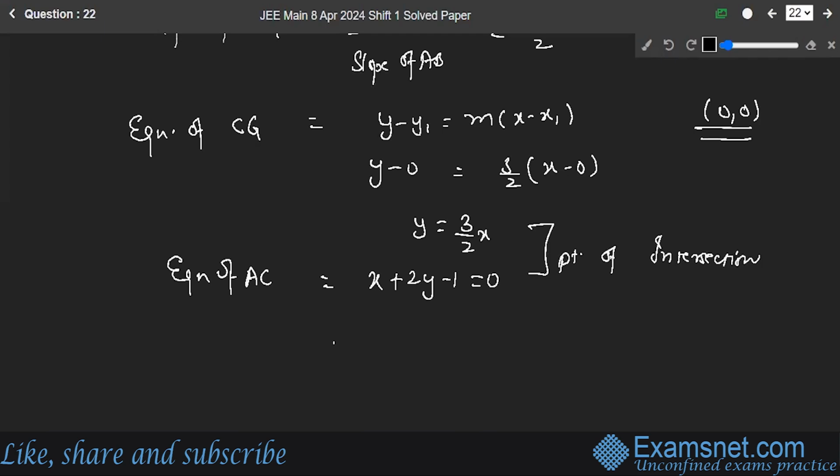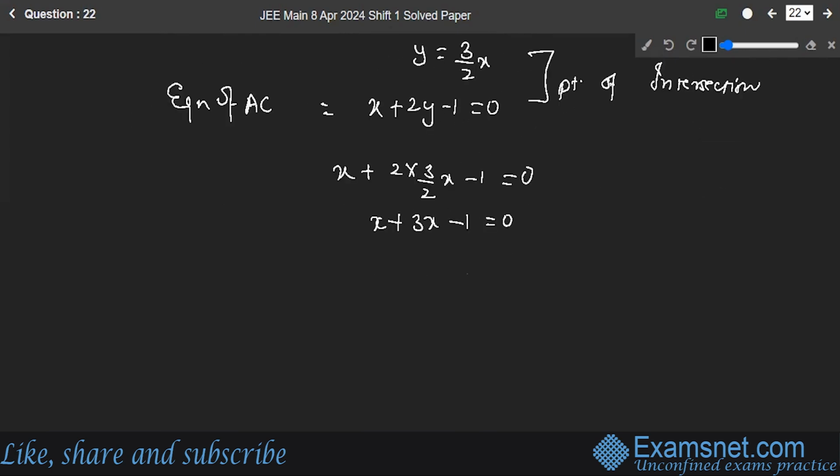So this will be given by (x + 2)(3/2 x − 1) = 0, or this will give me x as 1/4. So you will correspondingly find out the value of y as 3/8 from here. So therefore, point C will be given by (1/4, 3/8).